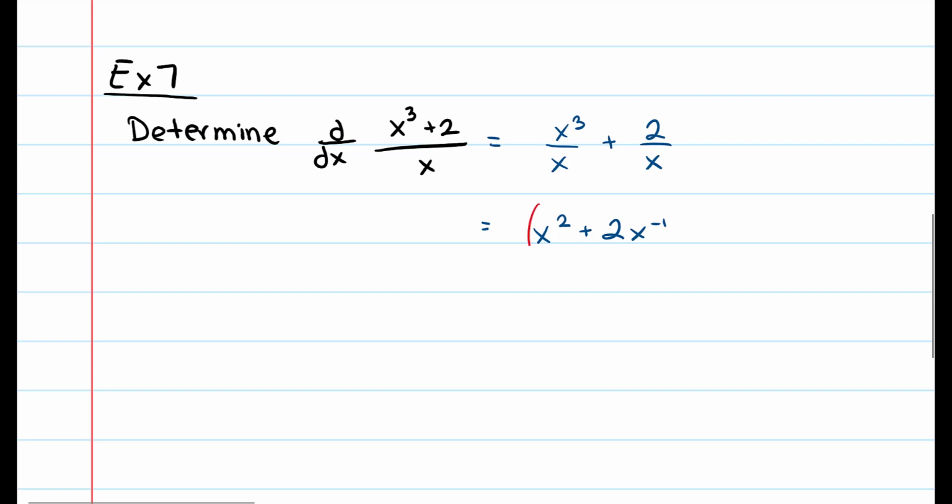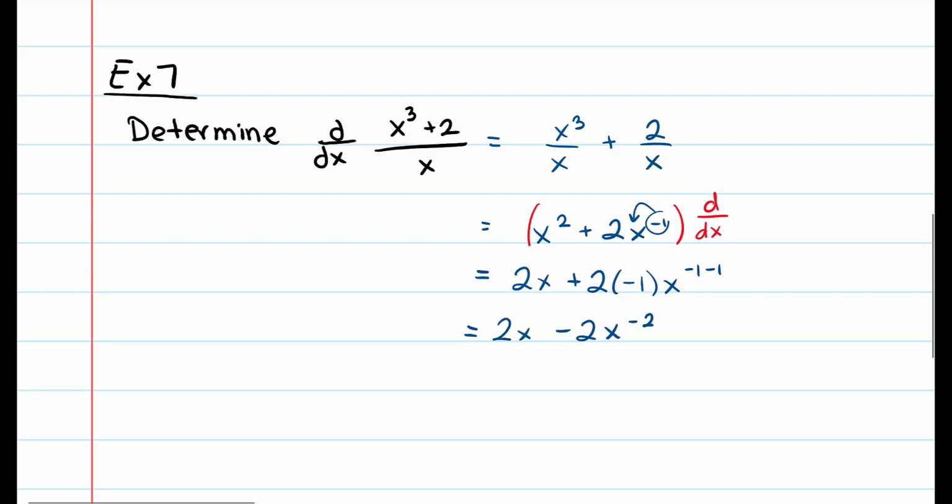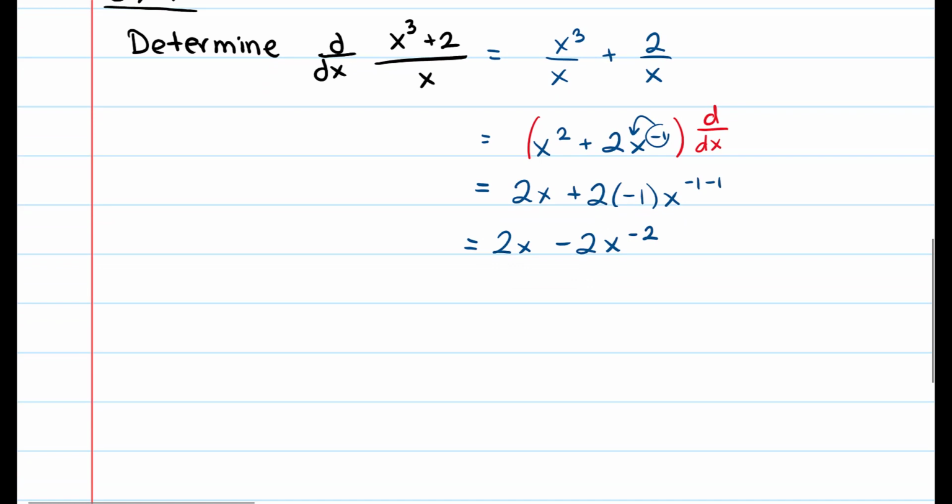And so now we want to take the derivative with respect to x. So this is going to become 2x plus 2. The negative 1 comes down to the front, so times negative 1, x to the negative 1 minus 1. So we get 2x minus 2x to the negative 2. And now to write that without negative exponents, you get 2x minus 2 divided by x squared.